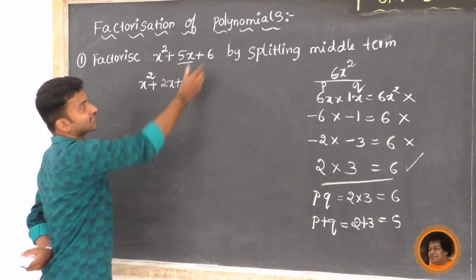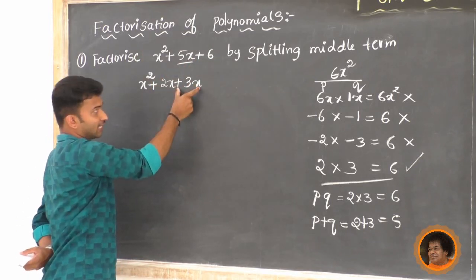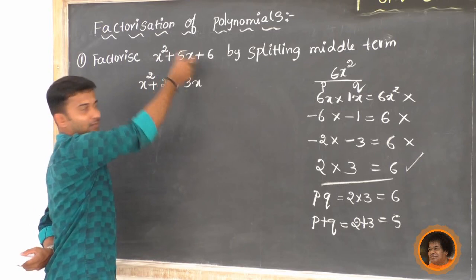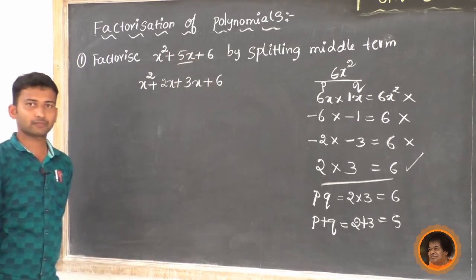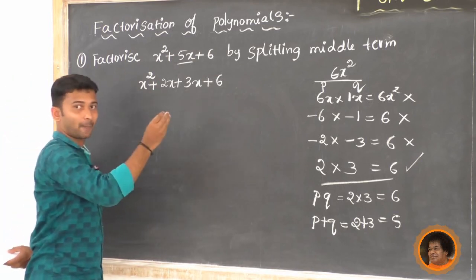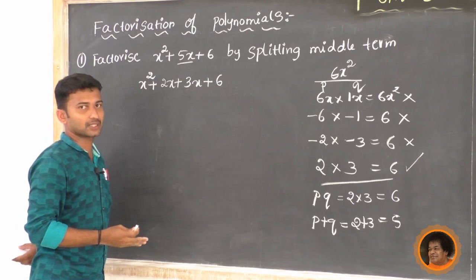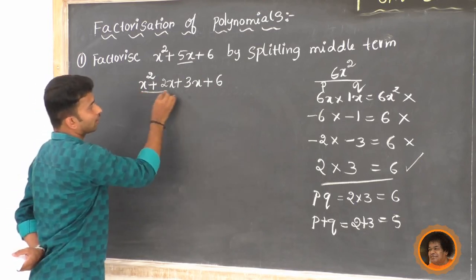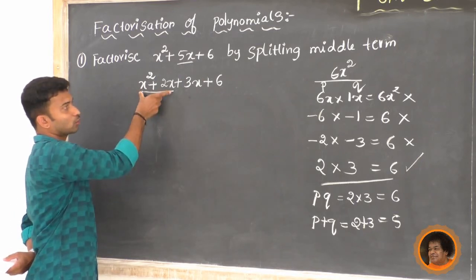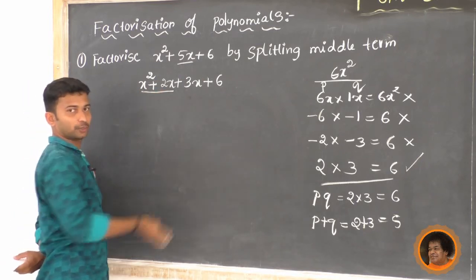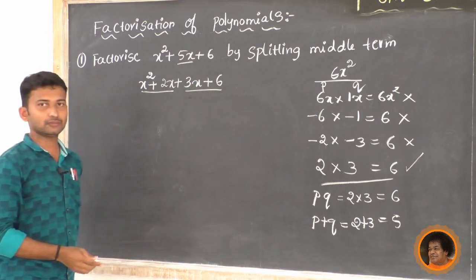2x into 3x is equal to 6x square, and 2x plus 3x is equal to 5x, plus 6. Next, 1, 2, 3, 4. There are 4 terms. Grouping the terms, x square plus 2x is the first group, and 3x plus 6 is the second group.